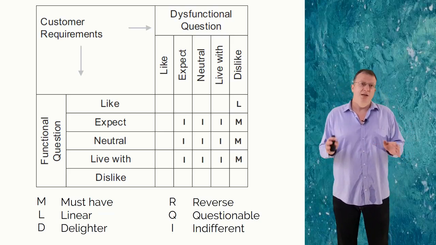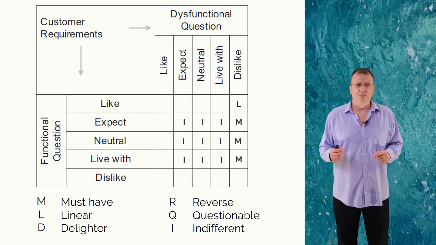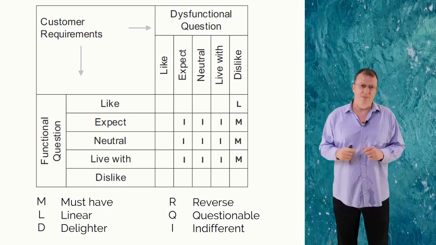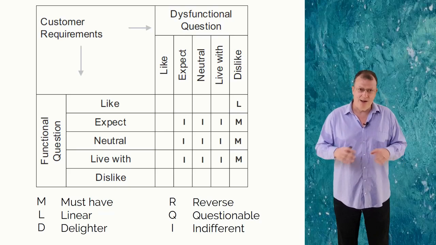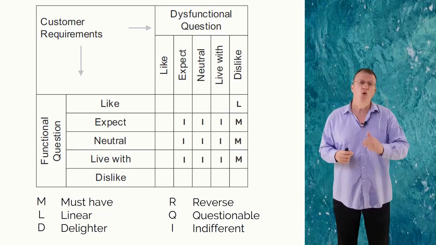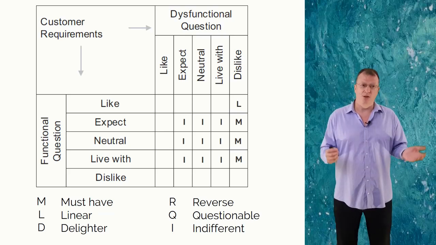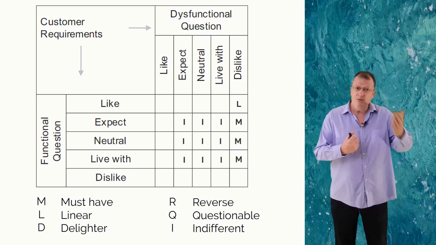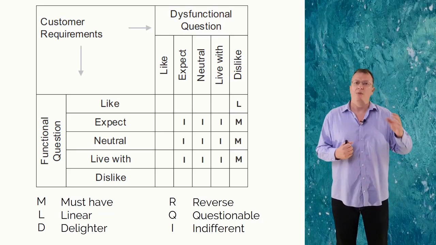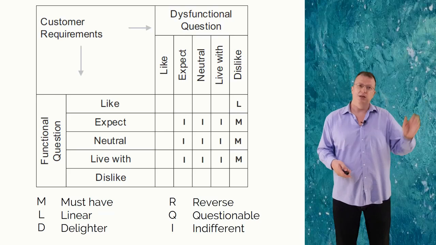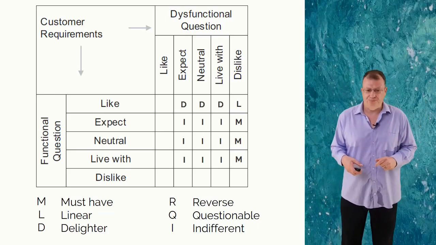These are your linear kind of features. If something is not there, I'm very unhappy. I don't like it. But if it is there, the more you have of it, the happier I am. And if I have even more, I'm even happier. So the more of this feature we implement, the happier customers become. So these are your typical linear type features.